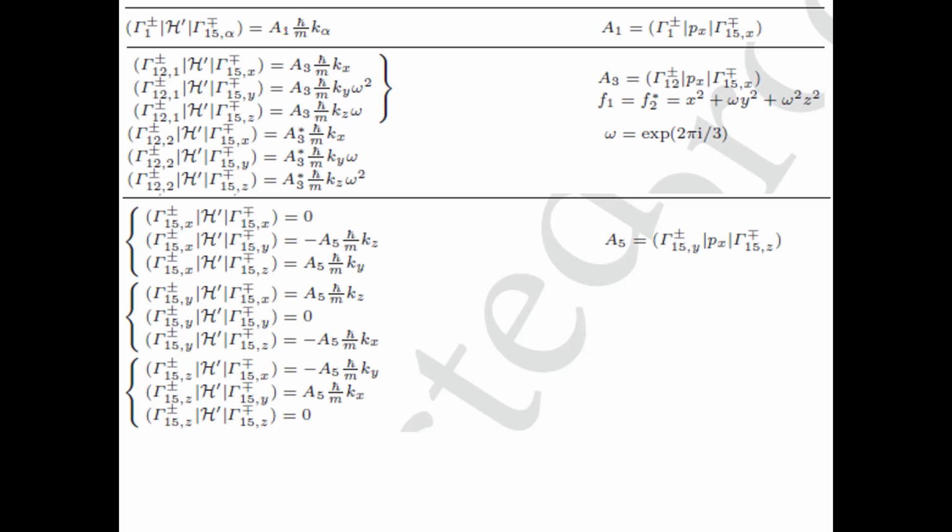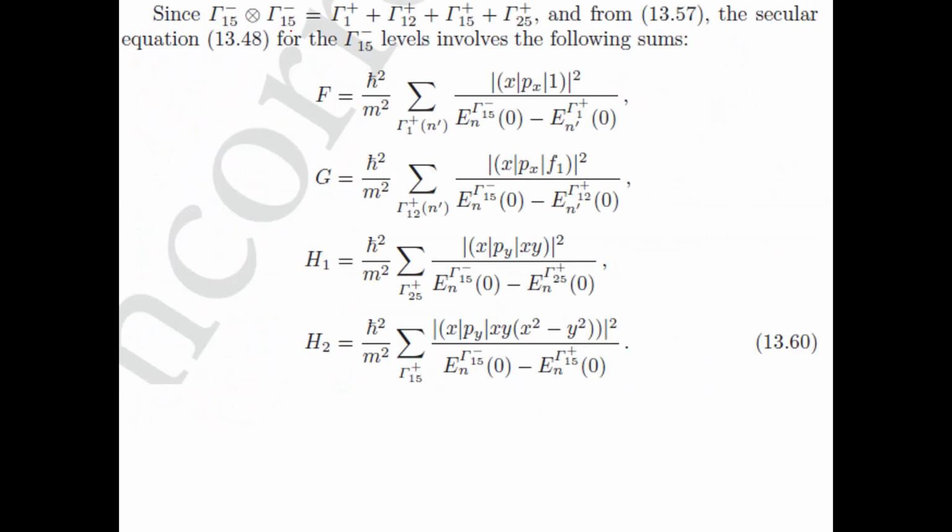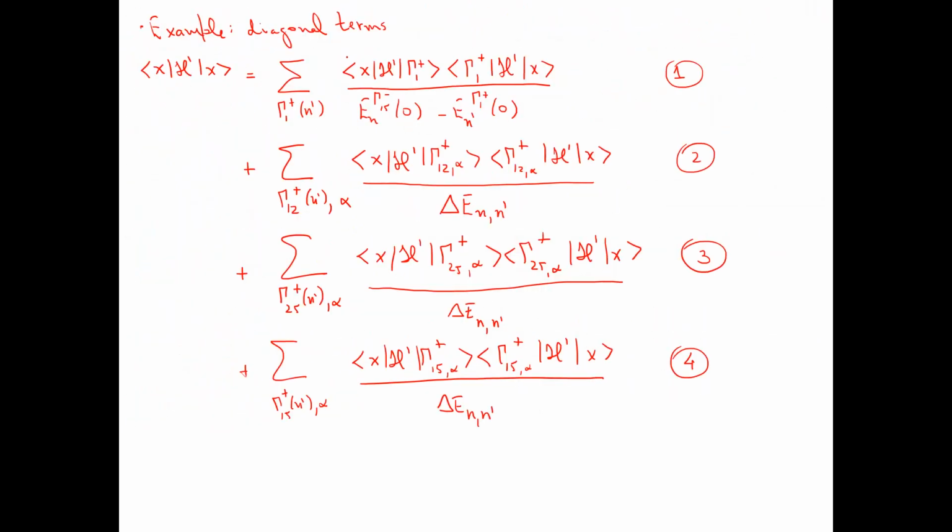Because then this is going to give me A1 complex conjugate h bar over m and kx, right? So this term is h bar over m, kx, and this is precisely the complex conjugate of that, A1 h bar over m, kx. Okay? And you keep doing that. For instance, let's calculate the first term.